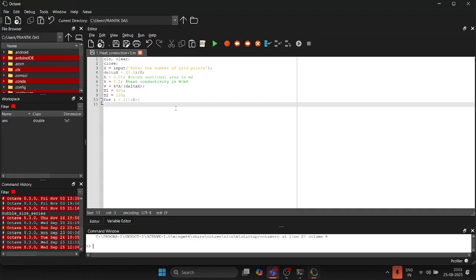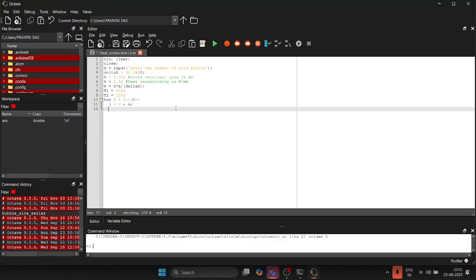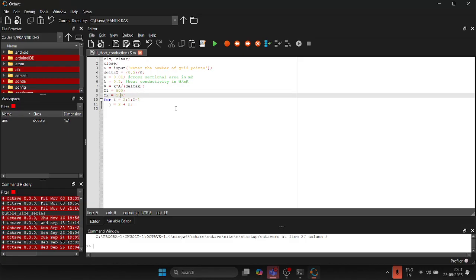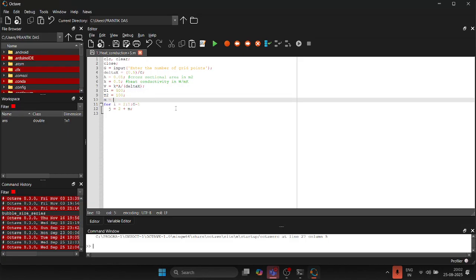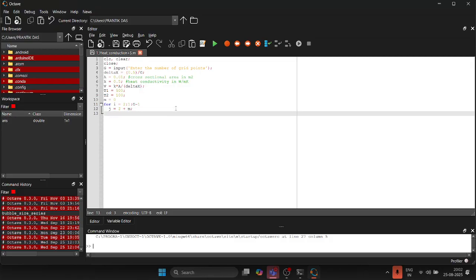So what you have to do is use a counter, which is j, equal to 2 plus n, and m equal to 0. I is basically your row and j is basically your column. Since 2 is in the second column itself for the second row, that is why it is 2 plus n. So it is being shifted, and that is why I am writing it like this.